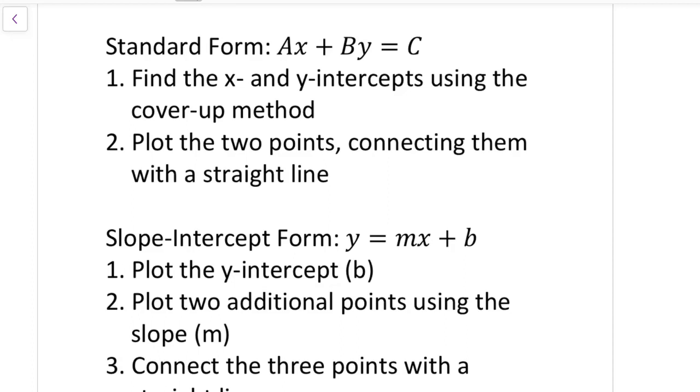If we took the time to rearrange to slope-intercept form, or we were already given it in slope-intercept form, what we could do was plot our b and then use our m. So remember, your m is your rise over your run, and you can use that to plot a couple more points, one to the right and one to the left. And you connect those 3 points with a straight line.